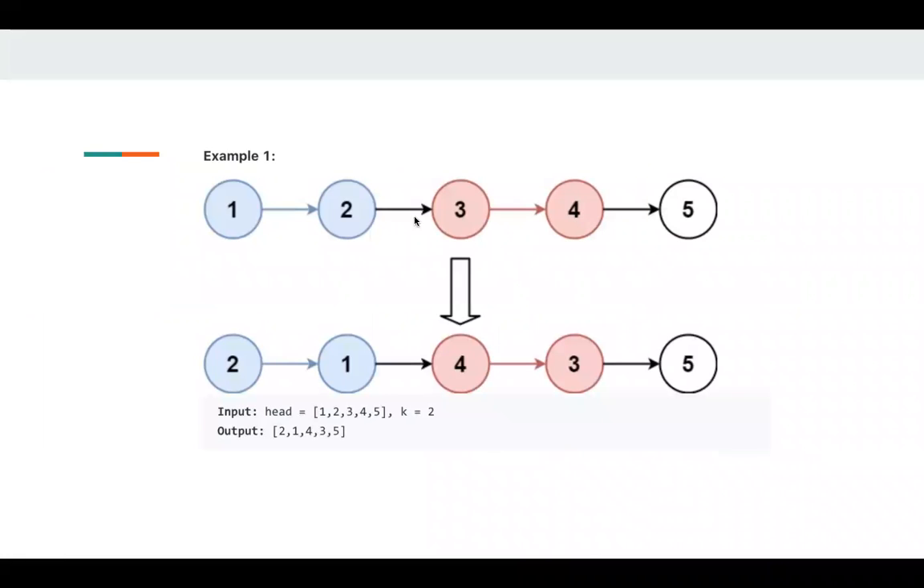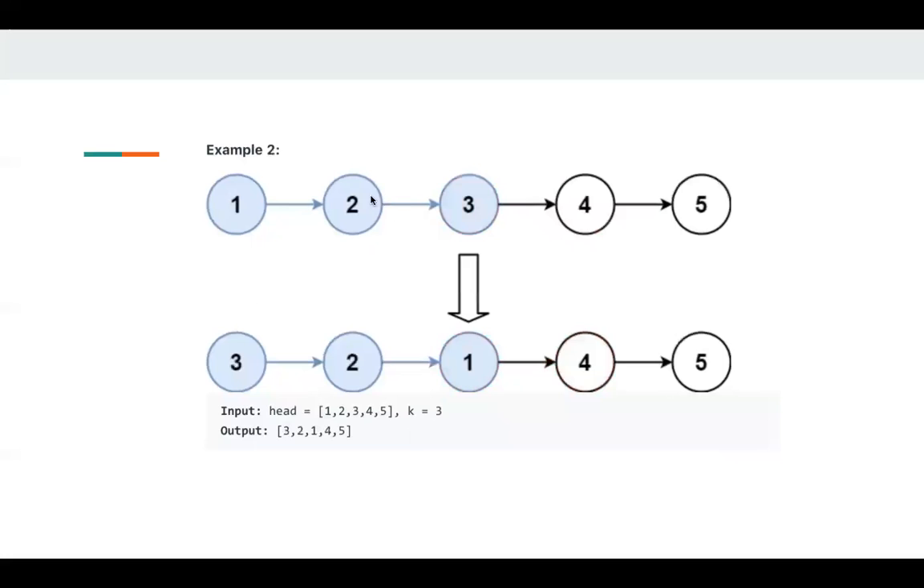In the first example, 1 and 2 are in a group. K is 2, so we reverse 1, 2 into 2, 1. And 3 and 4 are in a group, so we reverse them into 4, 3. And in this example, 1, 2, 3 is a group since K is 3. So we reverse 1, 2, 3 to 3, 2, 1. But for 4 and 5, there are only 2 nodes, but K is 3, so the problem asks us to not do any operation if the nodes in the group are fewer than K.